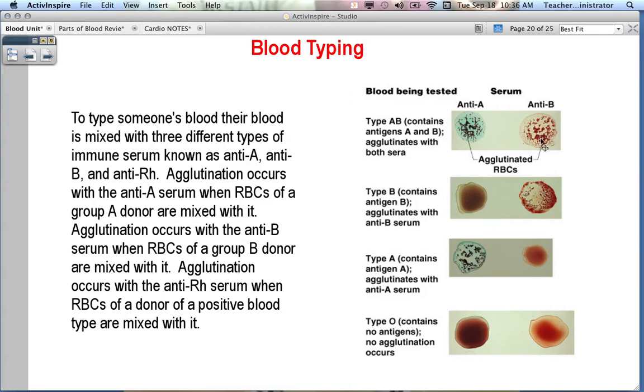If it also clots in the B well with the anti-B, then we know that you also have the B antigen, so now we know you're actually type AB. And we can just continue that process. You can see down here we don't see clotting in either the A or B wells, so we know you don't have either the A or B antigen, so you're type O. Again, we'll also add on the Rh well, and if you see clotting, we know you're Rh positive. If you don't see clotting, you're Rh negative.